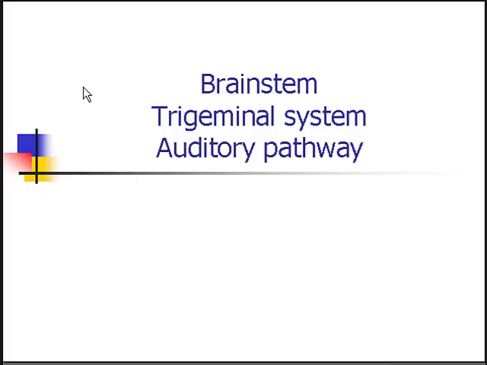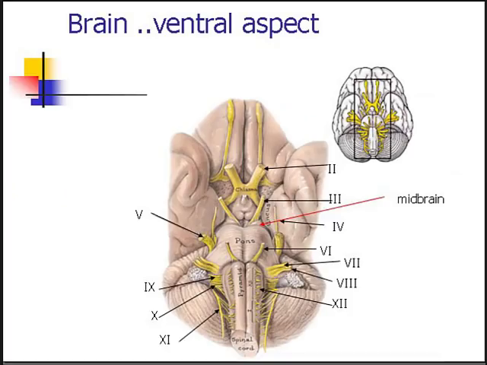This presentation is going to be on the brainstem, and then I'm going to do the trigeminal system and the auditory pathway in another presentation. So again, I'm going to break this PowerPoint up into two portions. Let's first look at the brainstem, and here we are looking at the ventral aspect of the brainstem.